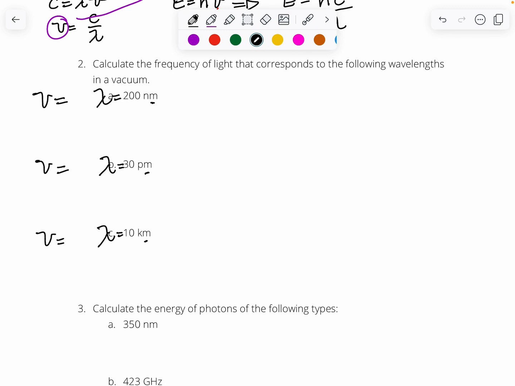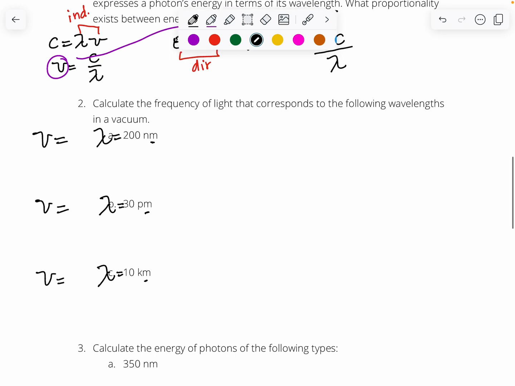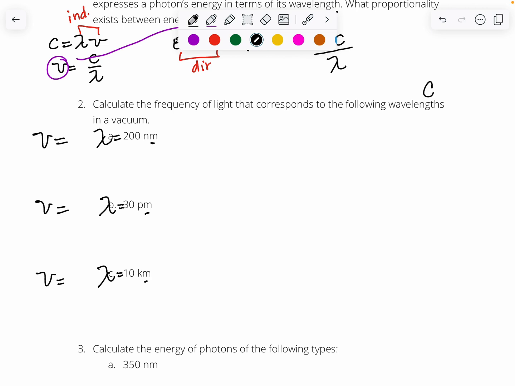So the equation that relates the frequency and wavelength, do you remember? It is c equals lambda nu. So speed of light equals the wavelength times the frequency. But in this case, we're going to solve it for frequency. But before we even do that, we've got to get these wavelengths into meters. They have to be in meters.